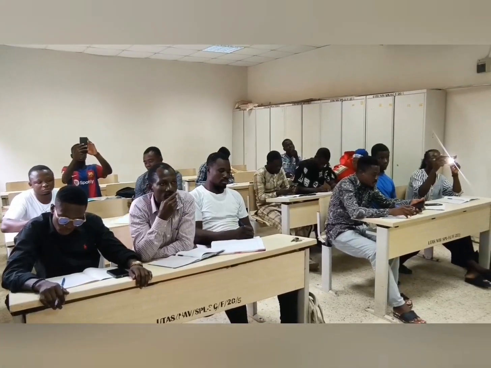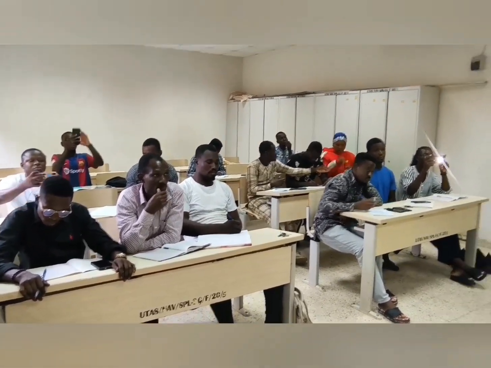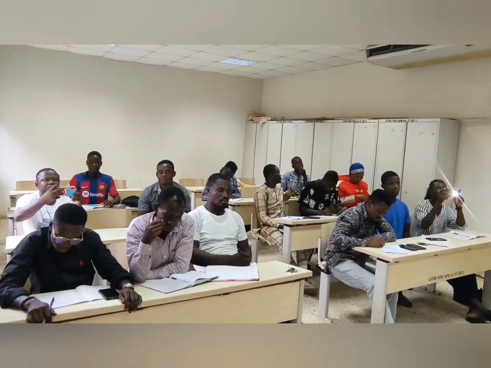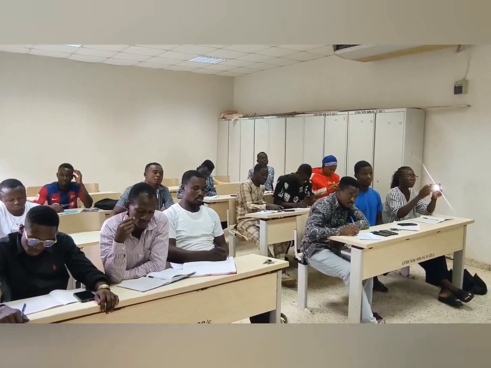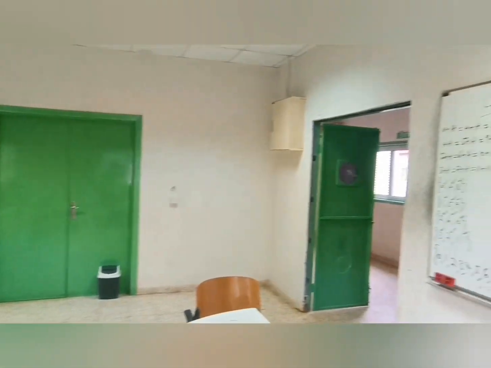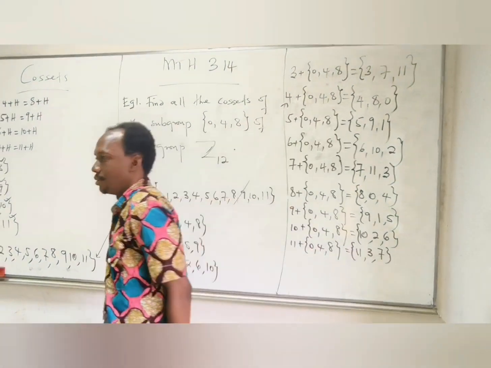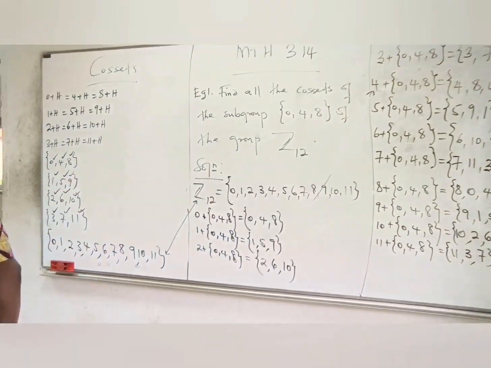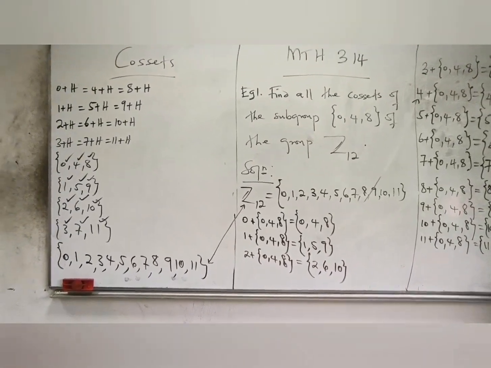Any question? Cosets are additive, so we are adding this to every element of the subgroup that is given, or the subset that is given. You are adding, you are not multiplying. You are adding.